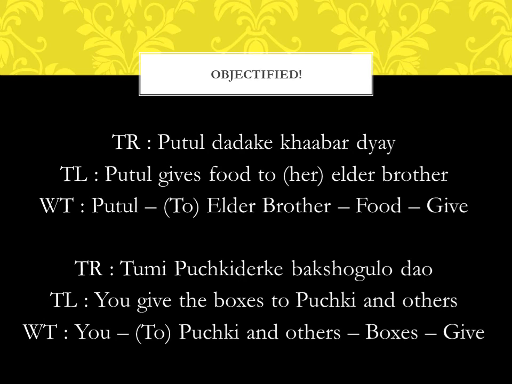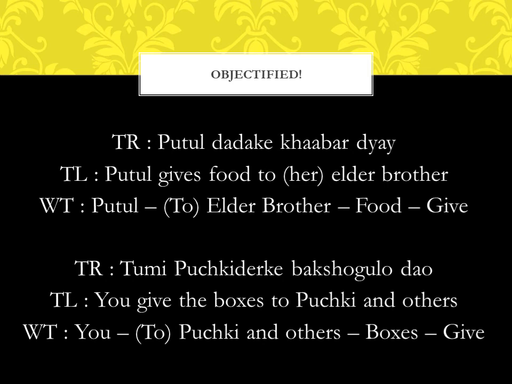Puchki is not a common noun. It doesn't refer to a class of people. So Puchki is a proper noun. It refers to one person. Why are we adding the suffix derke, which is used for plural nouns and plural pronouns? So why are we adding that to the name of a person? It's after all one person. So why are we adding a plural marker to that?